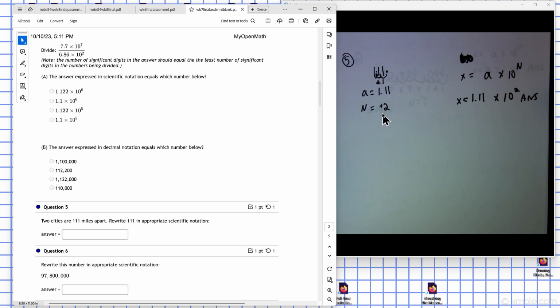How many times did I shift it? 2 places. Okay. A positive 2 places. So I end up with 1.11 times 10 to the second power. My answer.